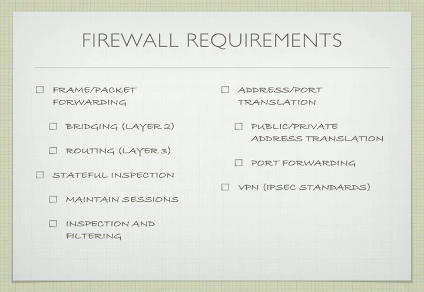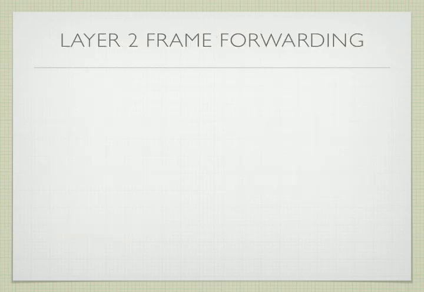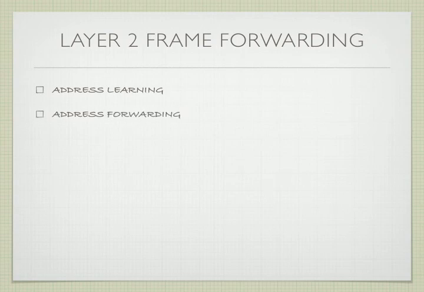Now we're going to take a look at each one of those four in turn in slightly more detail. So with layer 2 frame forwarding, we're basically talking about switching here. So in order to be a switch, your firewall has to be able to learn MAC addresses. And in learning those MAC addresses, it will associate MAC addresses with particular ports on the firewall and build a table of those addresses.